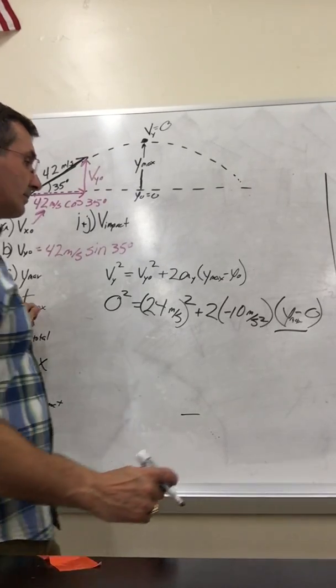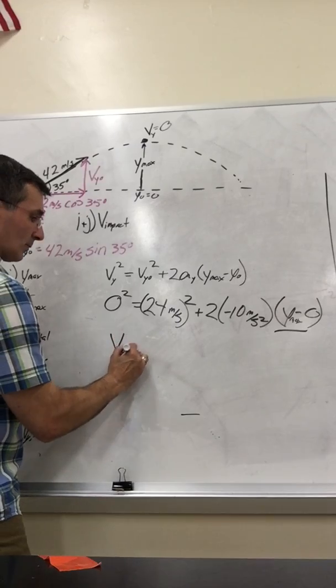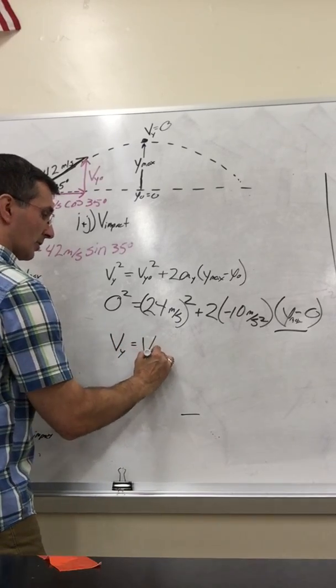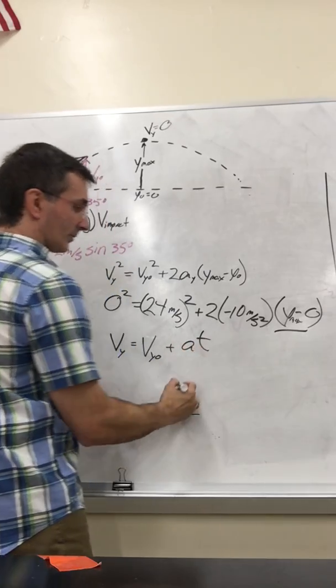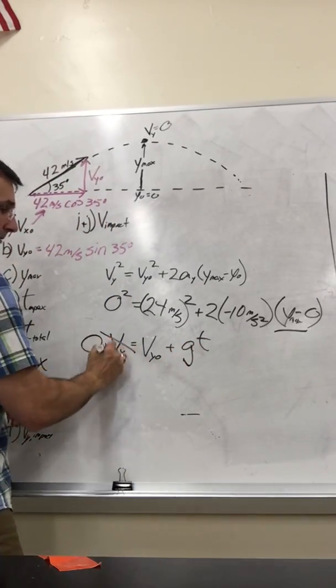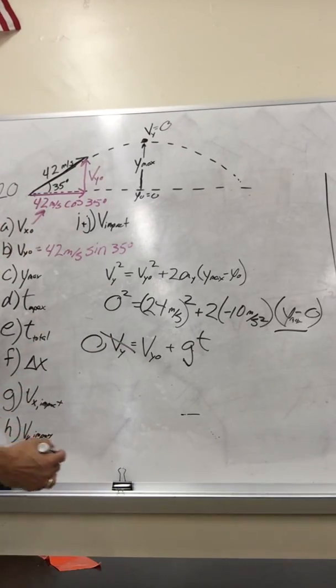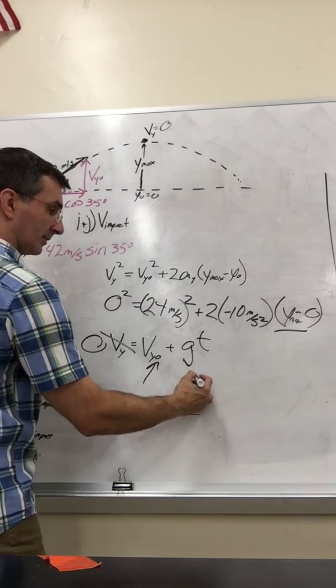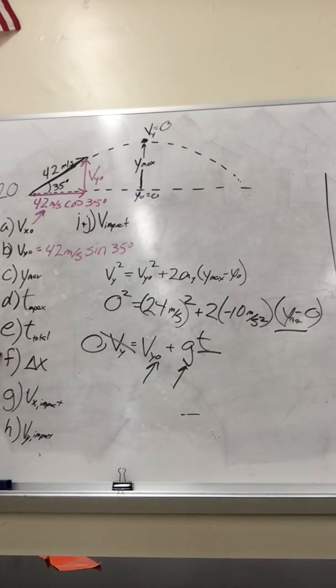Time to the apex. I would just use your first formula. Vy equals v yo plus a times t. Of course, the acceleration is g. We know this is 0, and we know this value, so let's substitute here and solve for time.